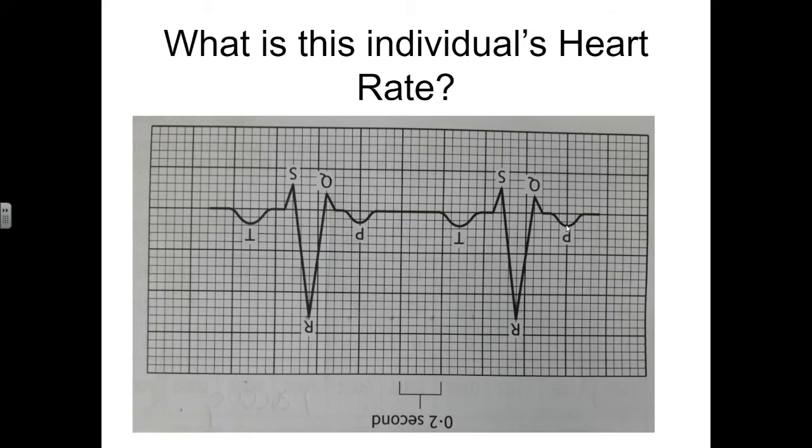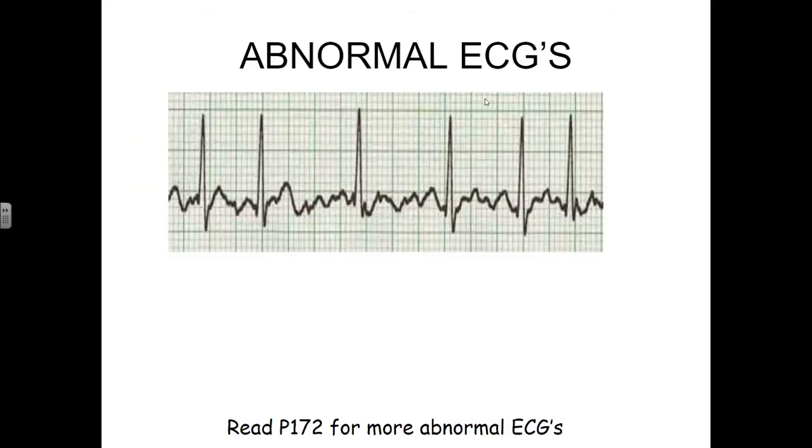So if you look at the distance between the P waves, or you can do it with any part of the complex, and we've done this previously with PCR diagrams. You look at how many boxes are there between any two identical points. So if we look at this between R and R, we have 1, 2, 3, 4, 5 big boxes. It says here a big box is 0.2 seconds, so there's a full second between each beat. If your heart beats once per second for 60 seconds, your heart rate will be 60, because it's the number of times your heart will beat in a minute.